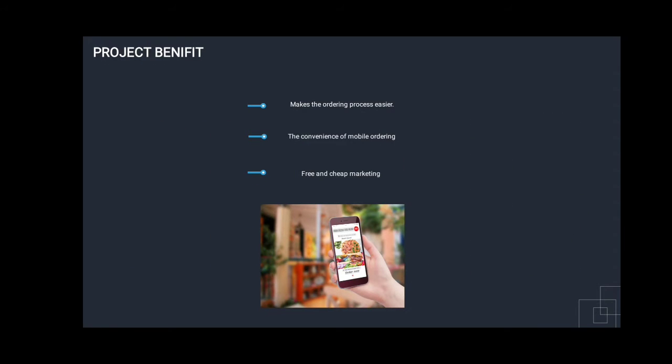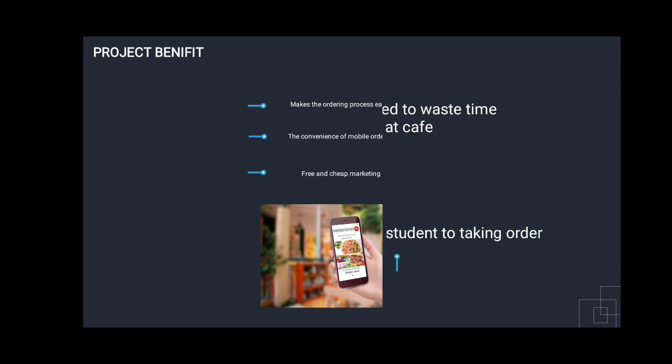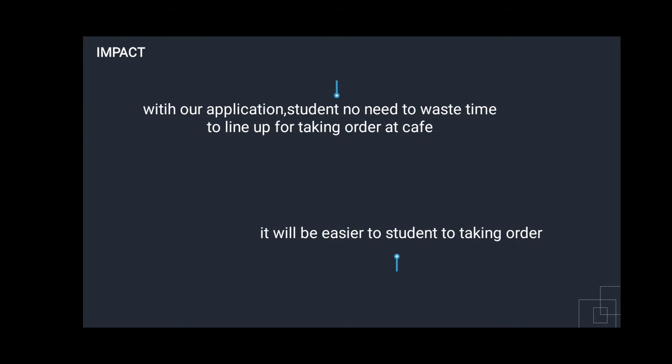This is the project benefit. First, make the ordering process easier. Second, the convenience of mobile ordering. And lastly, free and cheap marketing. This is the project impact. With our application, students no need to waste time to line up for taking orders at the cafe. It will be easier for students to take orders.